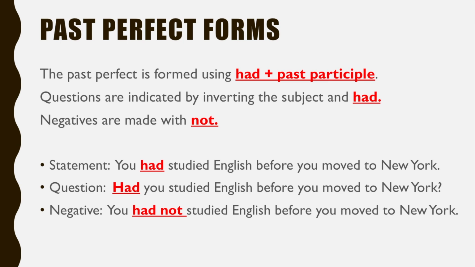The past perfect is formed using had plus past participle. Questions are indicated by inverting the subject and had. Negatives are made with not.